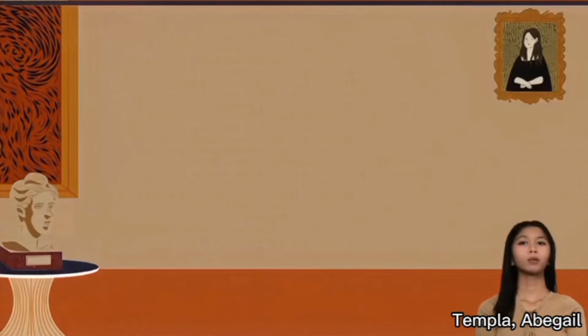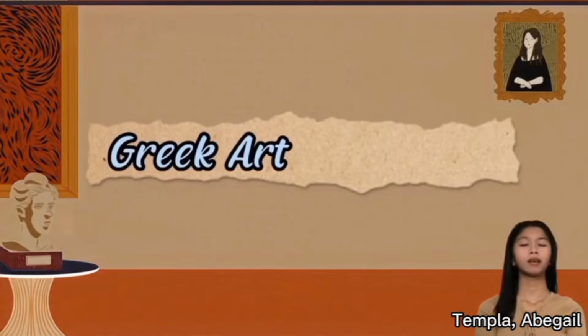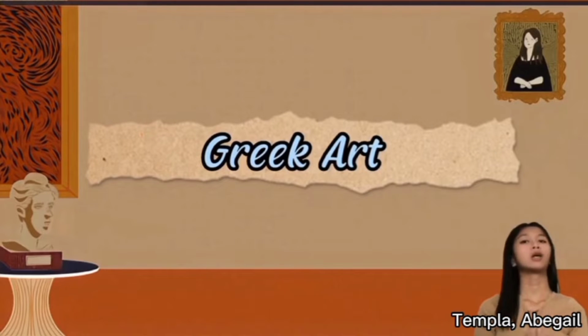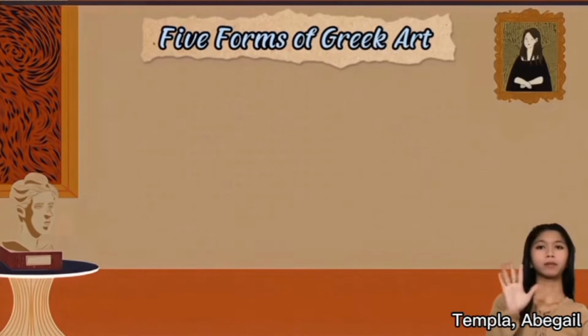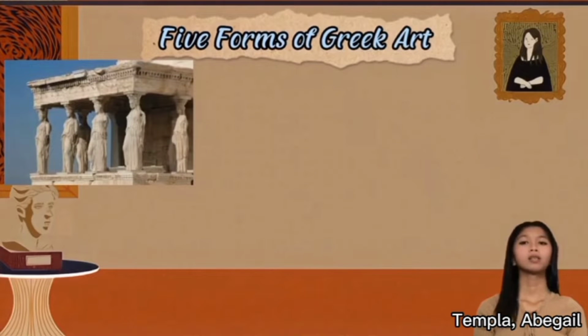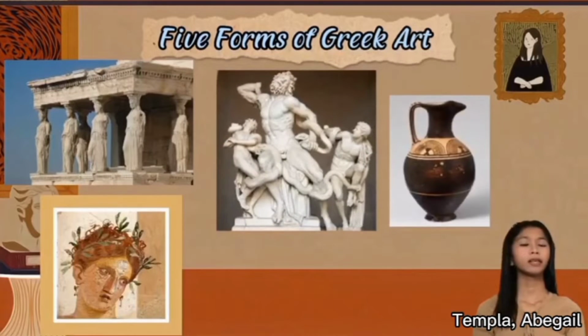At this moment, we're going to discuss with you about Greek art. First, we shall talk about what Greek art is. Greek art has five forms. First is architecture, then sculpture, painting, pottery, and jewelry.